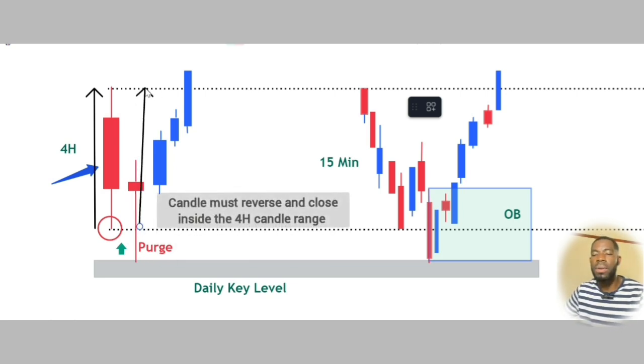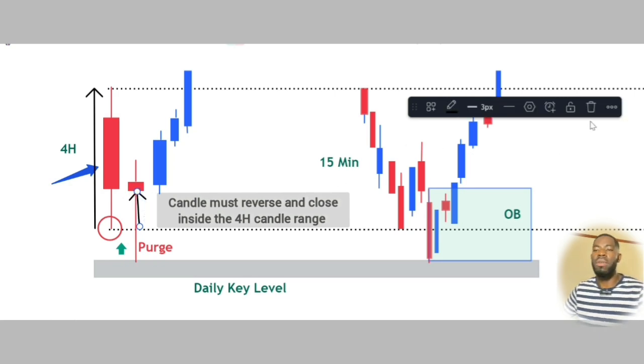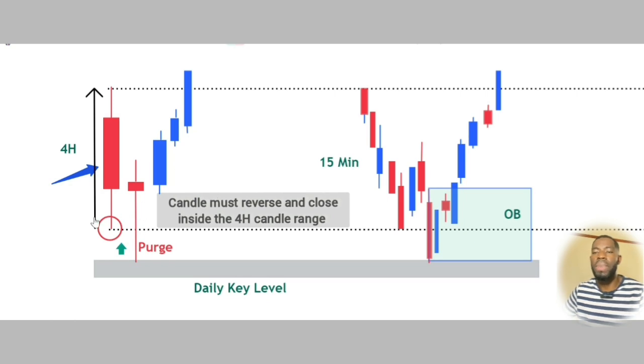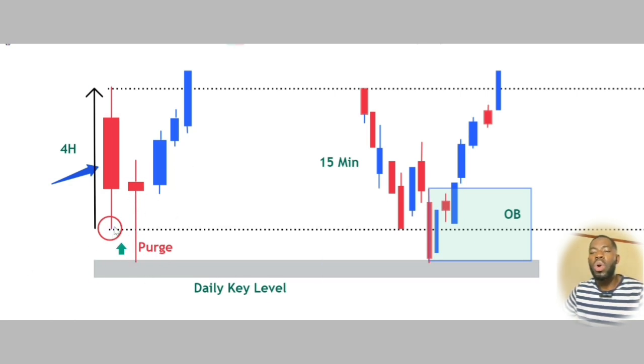As you can see here, the price closed within the range here. It purged below and returned and closed within this range to create a valid candle range theory pattern. So after the purge, we look at where the purge happened.